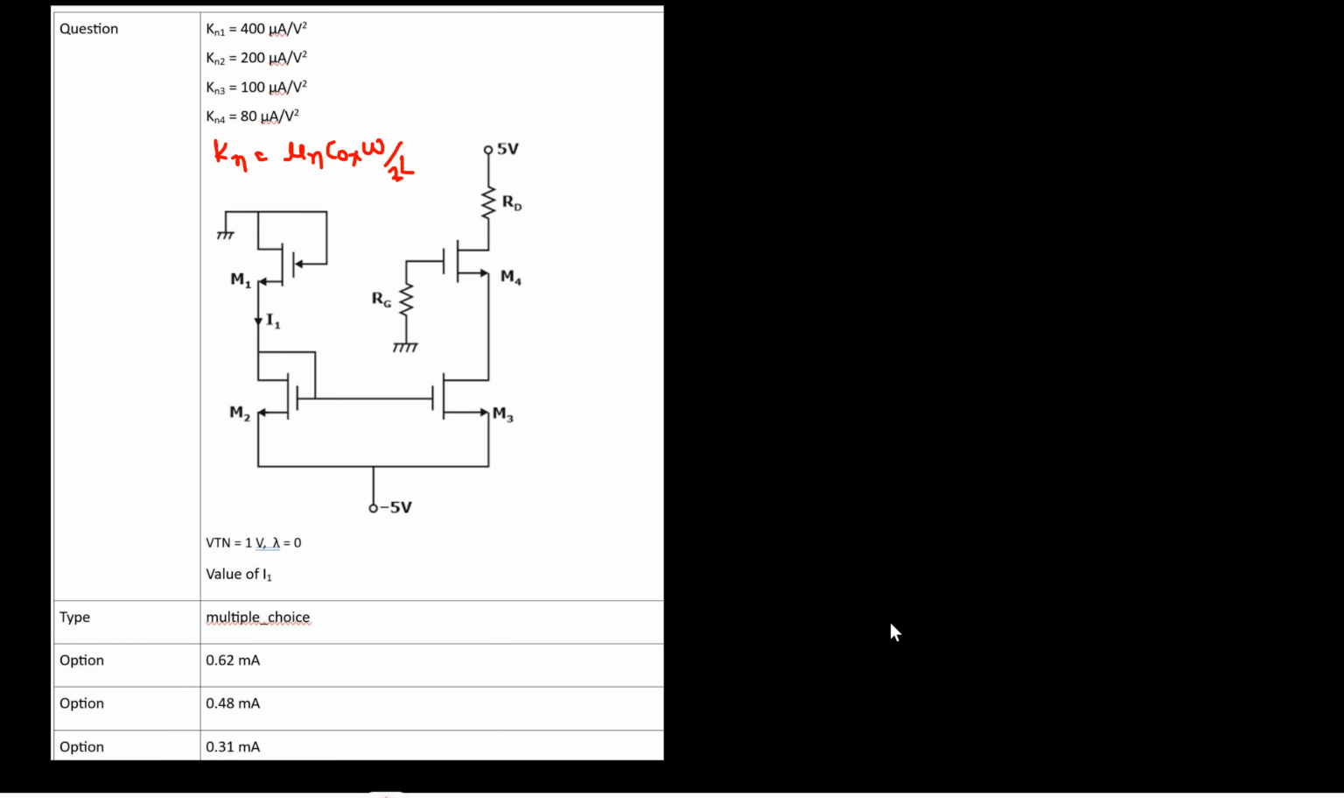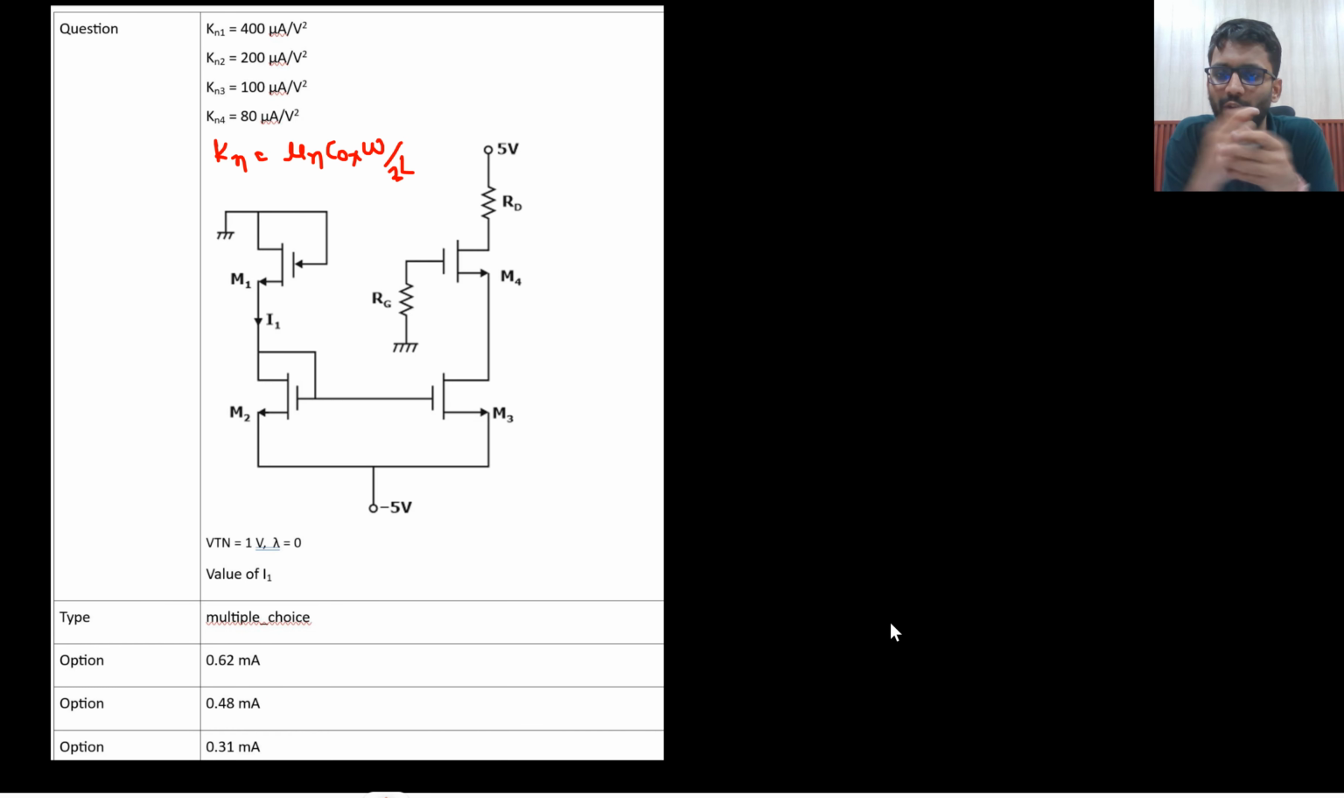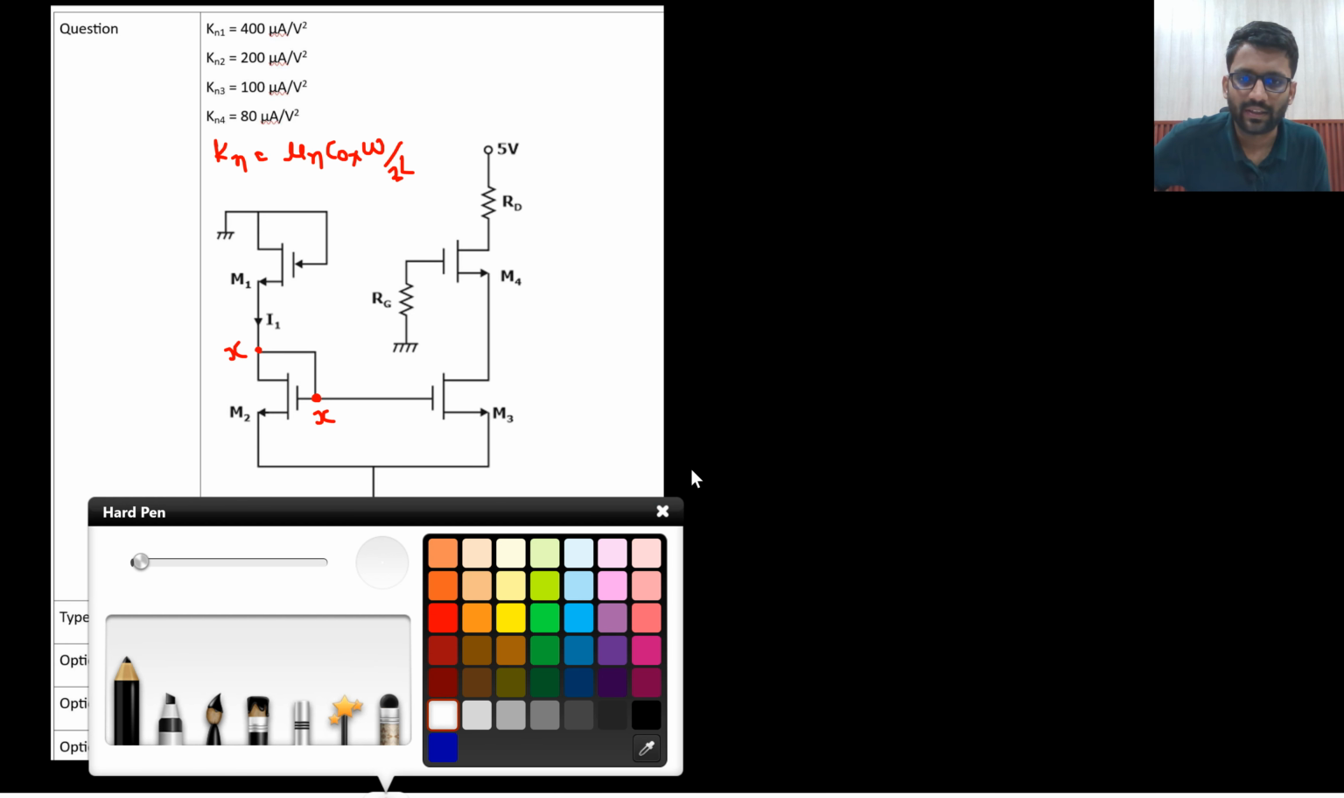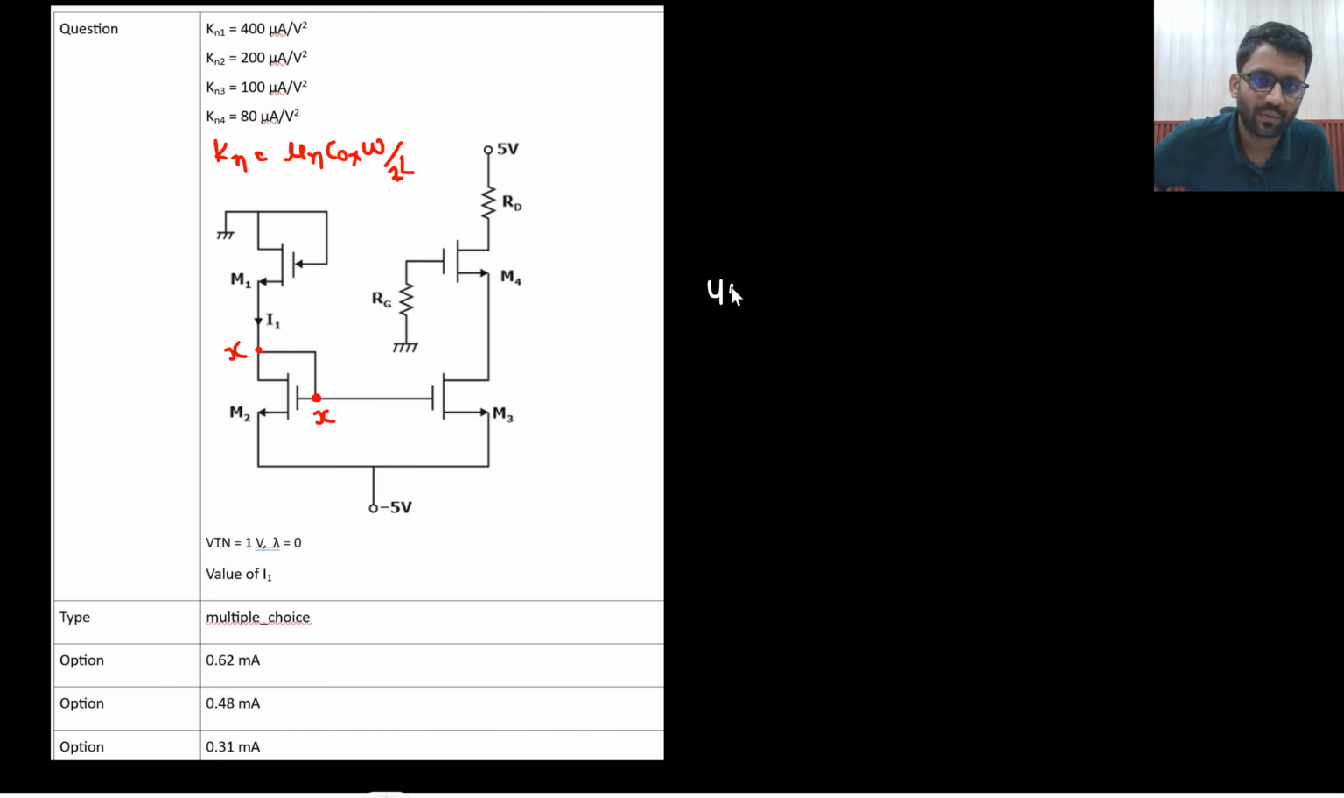Okay, very easy problem. So let's see the solution of this one. You need to find the value of I. So how can you find the value of I? Basically, you have the Kn relation, you know the Kn values and Kn is mu n Cox W by L, you know the Vt value. You can find out this potential. If you know this potential, this will also be X, then you can find out the current very easily. So I know Kn1, that is 400 micro. Better I should write here. Basically 400 micro, mu n Cox W by 2L.